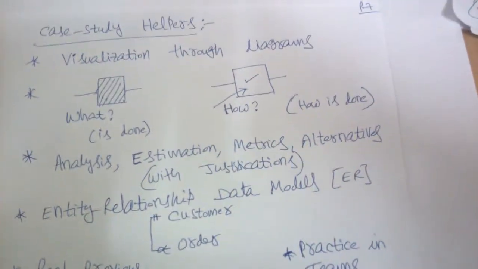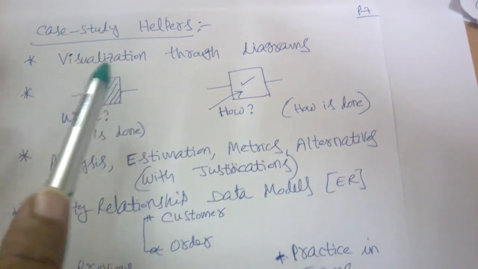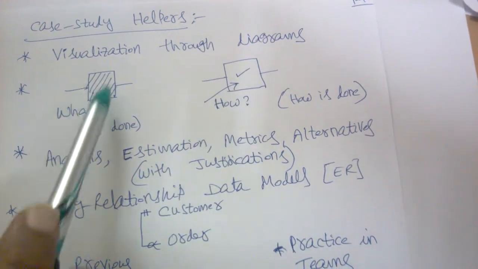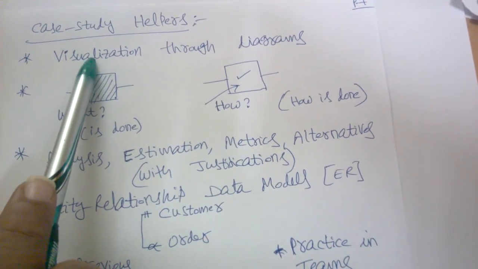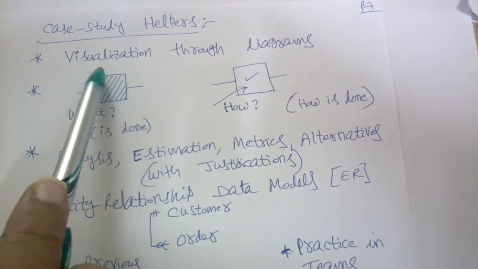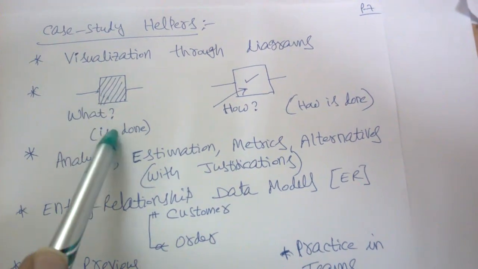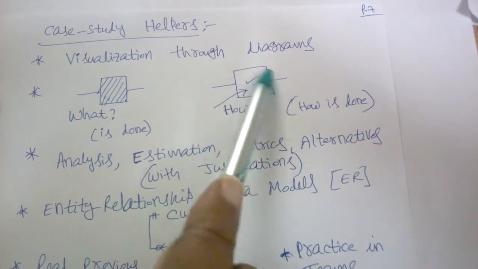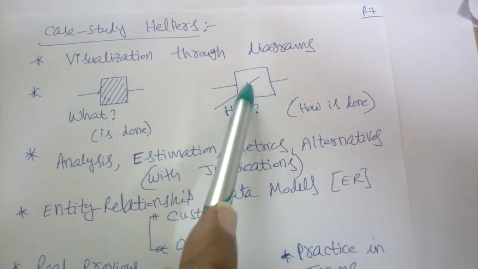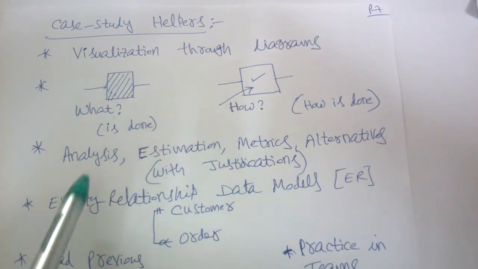Now, there are certain helpers that one can use during the case study process. Visualization of case study using diagrams. That's because a picture is always worth 1,000 words. Now, every aspect can be broken up into two parts. One is what is being done, and the next aspect is how is it being done. So one can separate these two when analyzing case studies and portions of case studies.